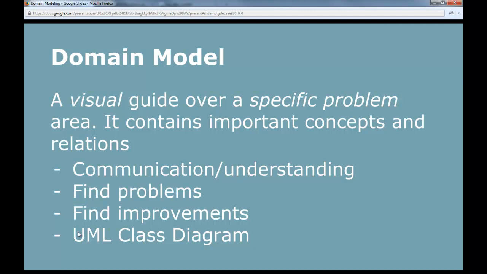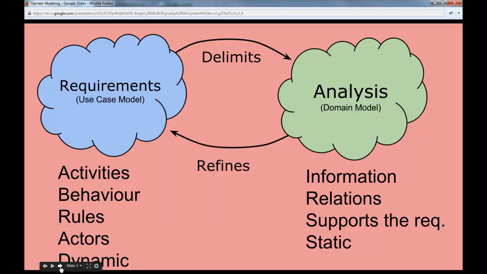I won't be delving into that on this lecture. You can check it in the book. But basically, it's boxes and lines, and you put names in the boxes and names on the lines. It's not more complex than that, actually. There are some more details, but basically that's it.